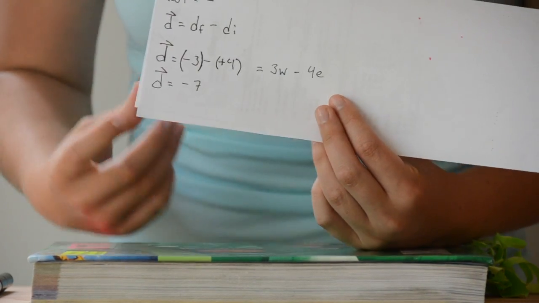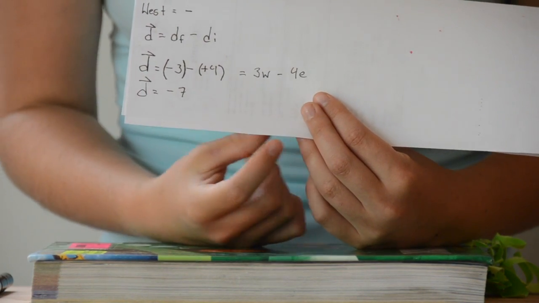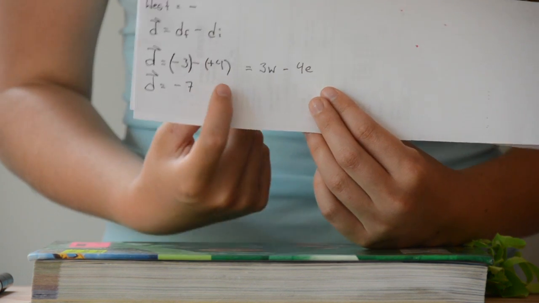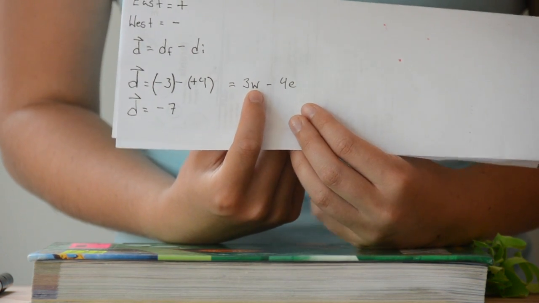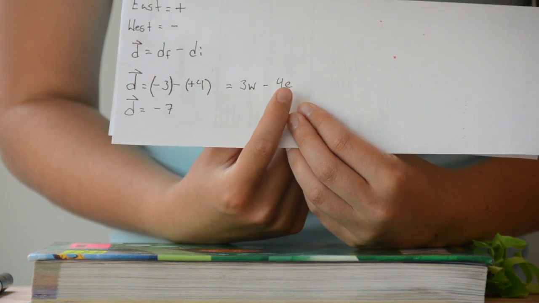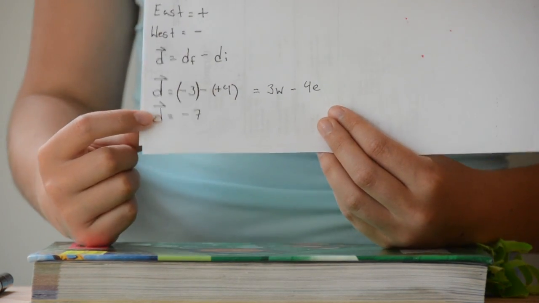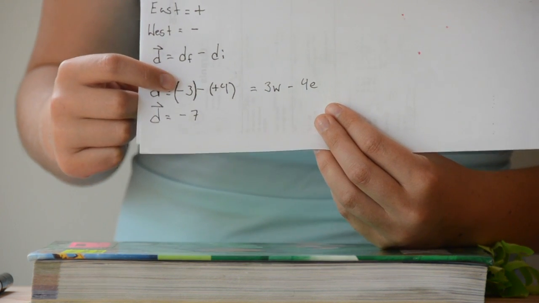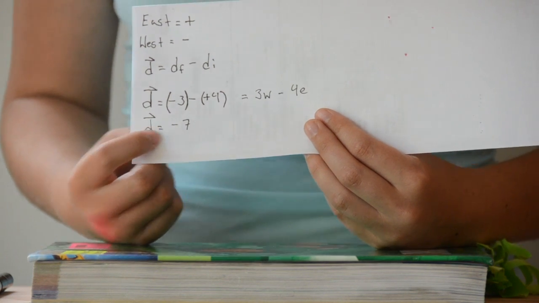Okay, so I just wrote it out in a different way so that you could see it. Displacement, so instead of having your negatives and your positives, you could also have it 3 meters west minus 4 meters east. And that would equal the same number, which is negative 7, because negative 3 minus 4 equals negative 7.